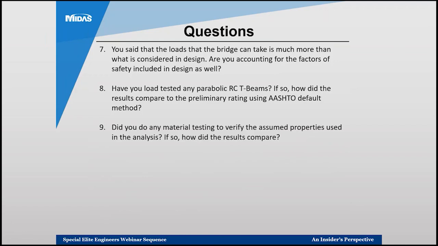Question number 7. You said that the loads that the bridge can take are much more than what's considered. Are you accounting for the factors of safety included in design as well? Yes, absolutely. In general, as I showed you, when we design a slab span, we assume the slab span is just behaving as a simple beam. That's the strip method. So you have a simply supported span, supported on the 2 ends. And you have seen that now you have negative moments, and then you have also two-way bending action. So this moment that you are designing for, which is WL squared over 8, does not really exist.